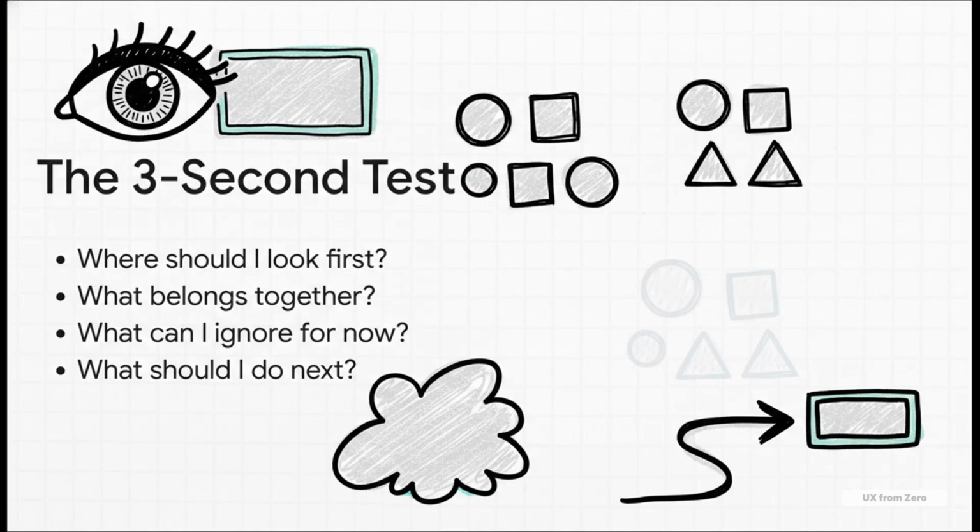Your layout has to grab the user's eye and tell them exactly where to start. It needs to visually show them what stuff is related. It has to give them permission to ignore all the non-critical fluff, and, most importantly, it has to make the very next step completely blindingly obvious.